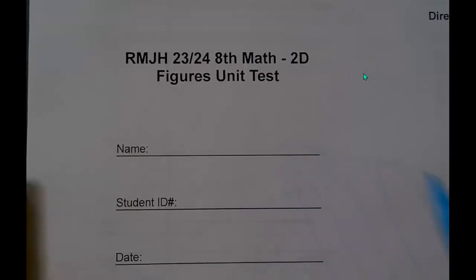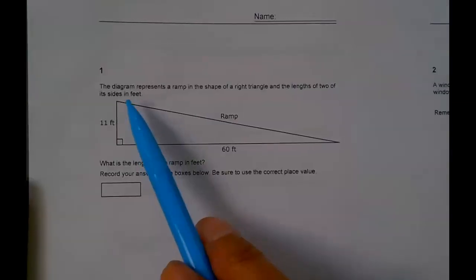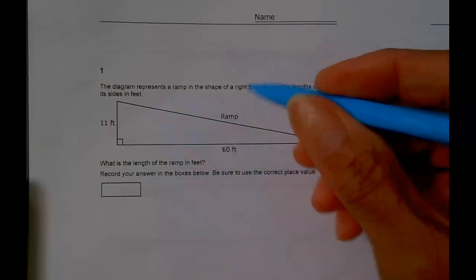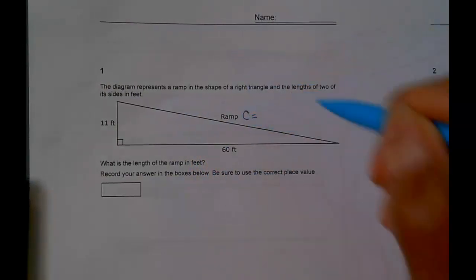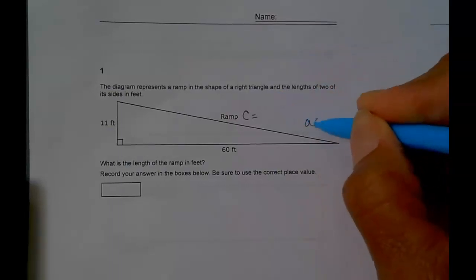Okay, guys, so if you're here in tutorials today and for tomorrow, we're going to discuss the 2D tests that you guys took that you may have not done so well. So it says, number 1, the diagram represents a ramp. So your ramp would represent C, your hypotenuse. That means that we are going to add.